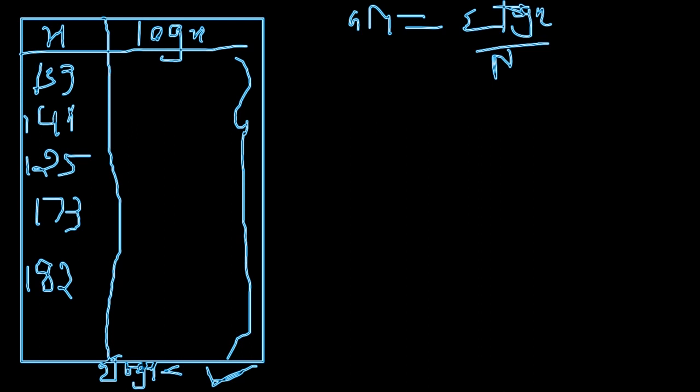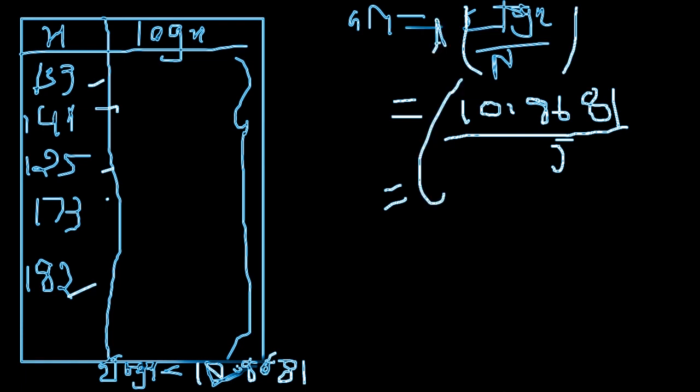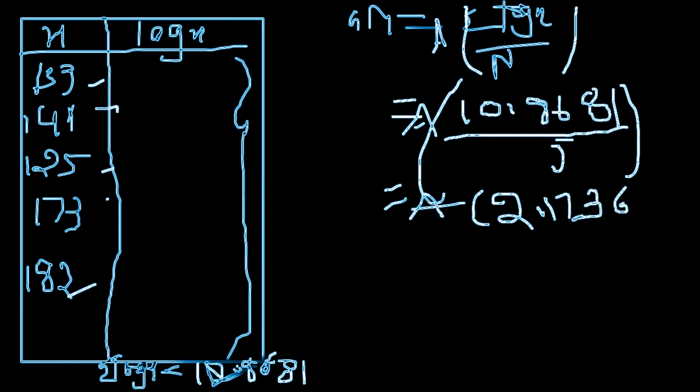Very good. This is 10.8681. It's nearly this. 10.8681. All right. Whole upon number of items 1, 2, 3, 4, 5. This is 5. इसका antilog. So we are getting 2.1736. 2.1736. Yes, Ajit. Now it's fine.